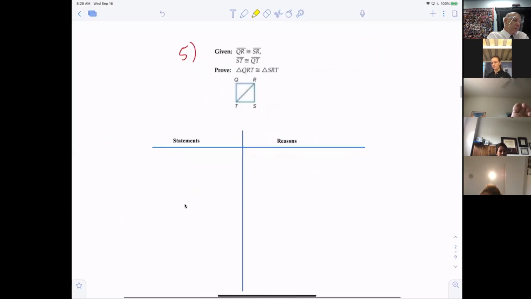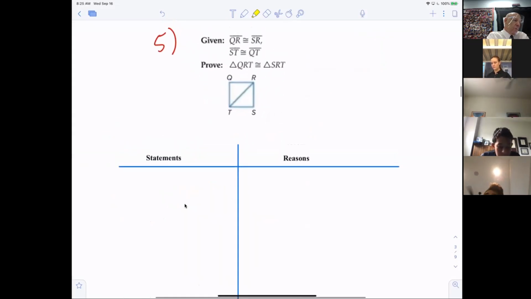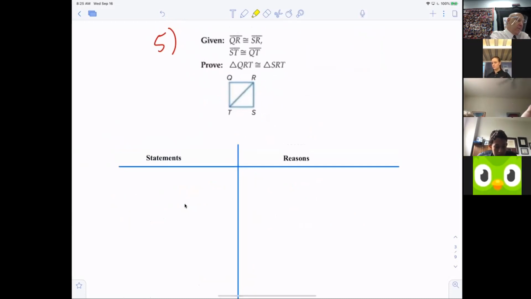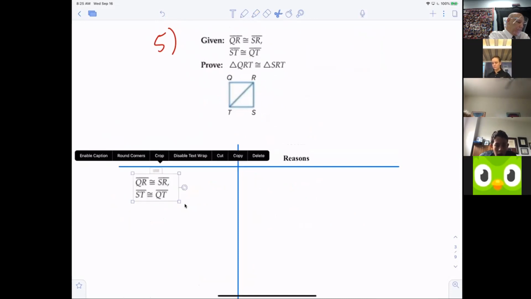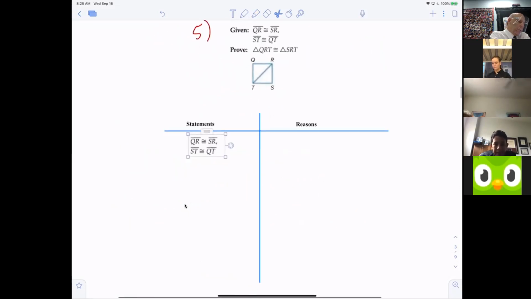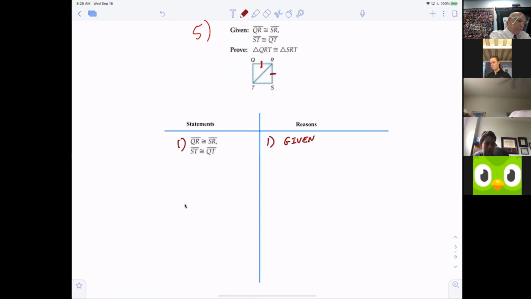Let's check out number 5 now. So again, just because we know, copy that, paste it. Number 1. And number 1, that's what? Now, I like this. The reason I like this is because it's not marked. So we have to mark it. QR is congruent to SR. ST is congruent to QT.